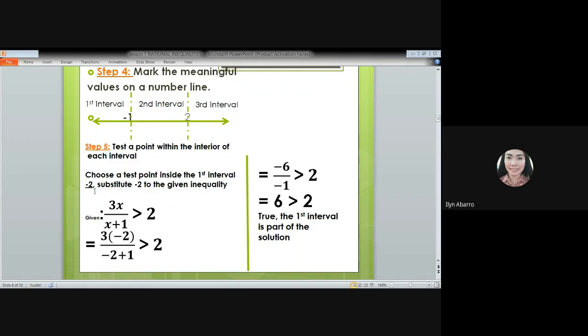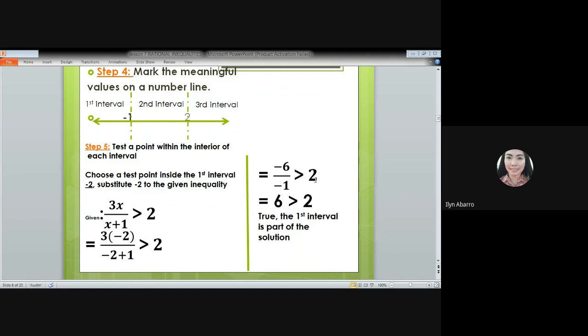Okay, so choose a test point inside the first interval. We chose -2, then substitute -2 into the given inequality. This is our original given: 3x over x plus 1 is greater than 2. So we now substitute -2 in place of x. It will become 3 times -2 over -2 plus 1 is greater than 2. Okay, let us perform the operations. 3 times -2 is -6. -2 plus 1 is -1.